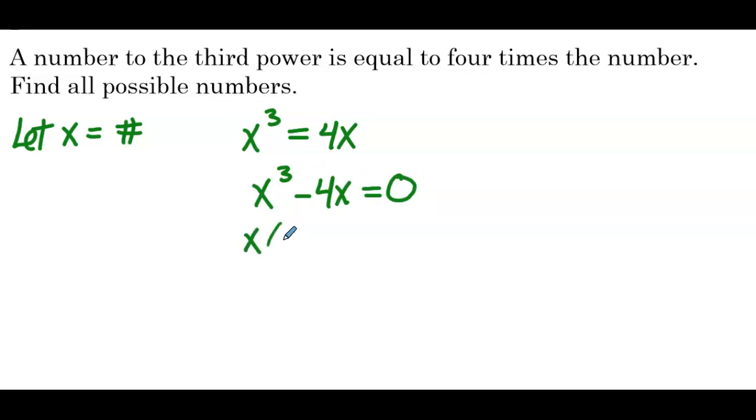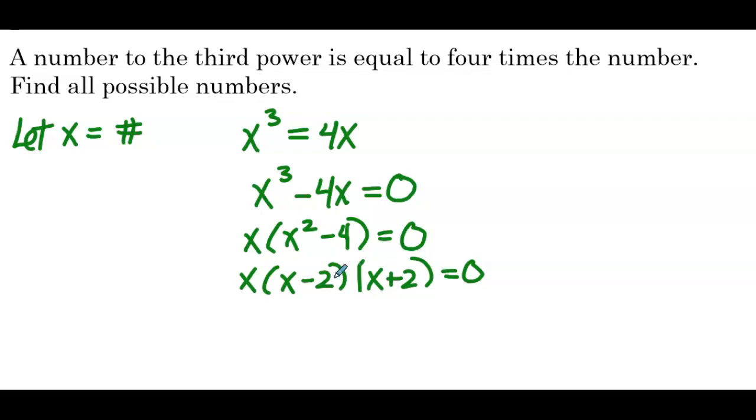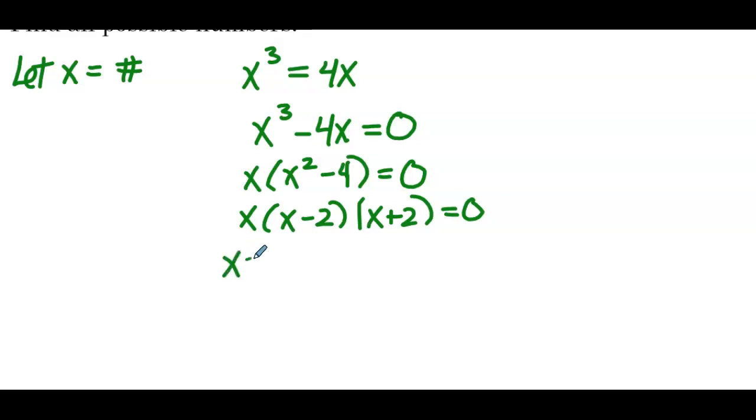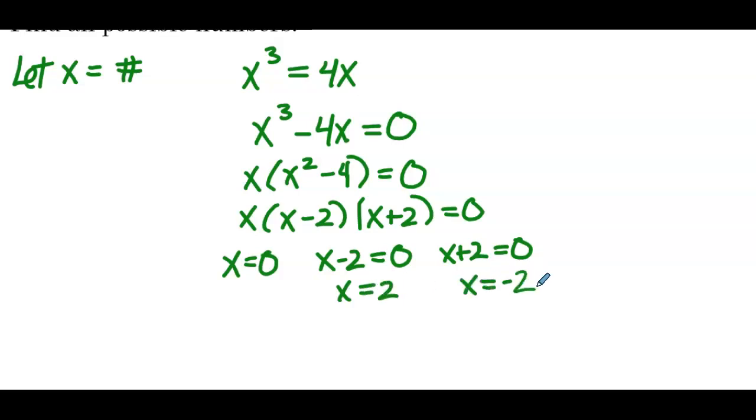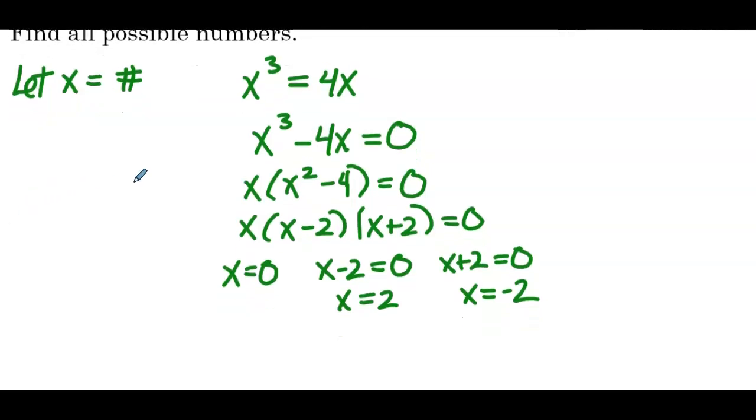We can take out a greatest common factor of x, and then we're left with x squared minus 4 equals 0. X squared minus 4 can be factored using the difference of two squares. And now we have 3 factors whose product is 0. So by the zero product property, either x equals 0, x minus 2 equals 0, or x plus 2 equals 0. So here we'd have x equals 2, here we'd have x equals negative 2. The question asks us to find all possible numbers. So our solution set would be negative 2, 0, or 2.